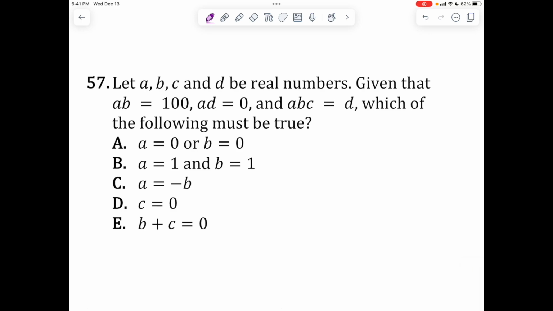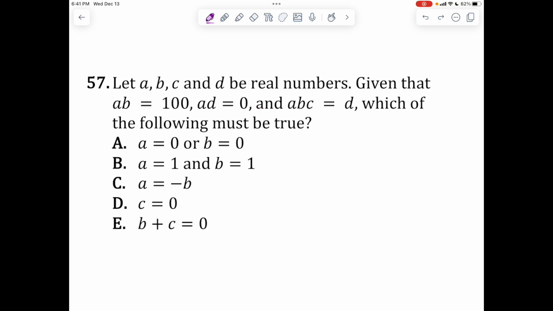Let A, B, C, and D be real numbers. Given that AB equals this and AD equals that, ABC equals D, which of the following must be true? Okay, so there's a lot going on here. So what can we just take away from this? AB equals 100. Doesn't really tell us much. AD is equal to 0. Okay, this is telling us something.